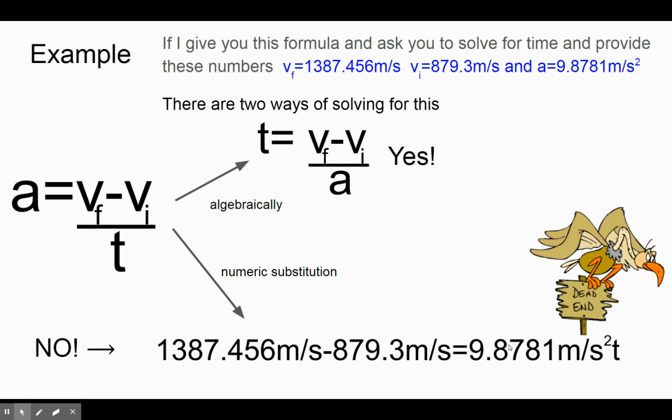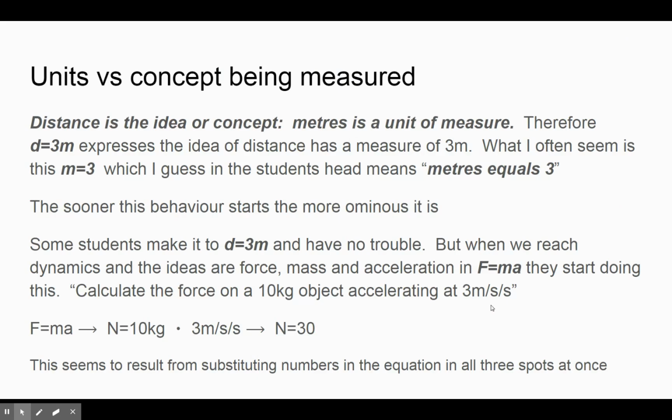Therefore, they could be, I'm winging it at the same time I've written it. So the idea of distance is the same everywhere in the world, but how you measure it may not be. Therefore, if you write d equals 3 meters, this expresses the idea that distance has a measure of 3 meters. But what I often see from a lot of students is m equals 3 at the end of the equation, which I guess in the student set it means, meters equals 3.